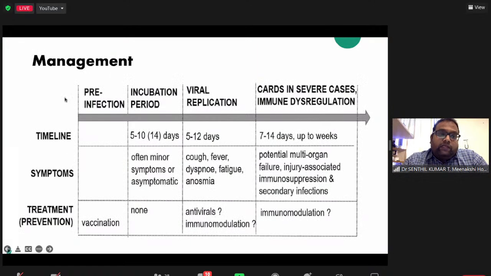So in the management of COVID pneumonia as such, the first is pre-infection, that is, we need to vaccinate the patient, and personal protection is also important. During the incubation period, there is nothing much we can do. During viral replication, there may be some benefit with antivirals or immunomodulation, but in ARDS, where there is severe immune dysregulation, we have to target the immune modulation therapy only.